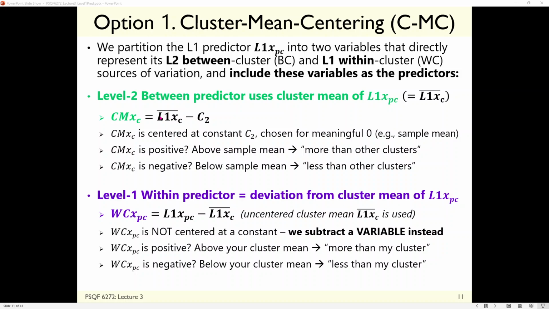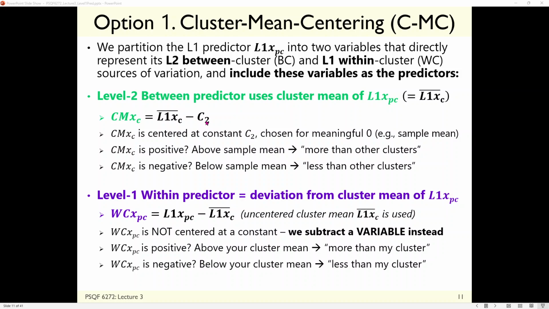But this is the mean of that level 1 x for cluster C. Okay, this is a new variable in my data set. Now, I still want to subtract whatever constant I need so that this variable has a meaningful 0. So if it already has a meaningful 0, great. If it doesn't, rescale it. Doesn't matter what you pick. This is, in effect, centering that. This is constant centering as usual. At level 2, that's your only option. Nothing else would make sense.